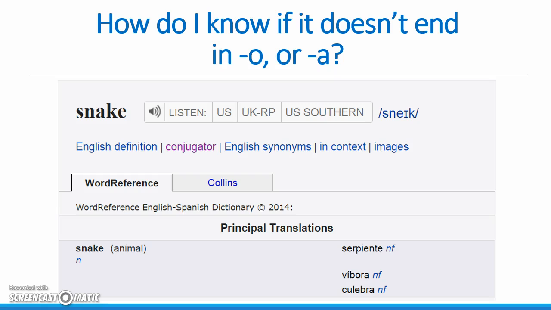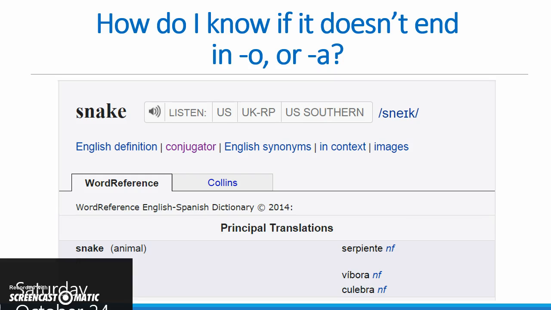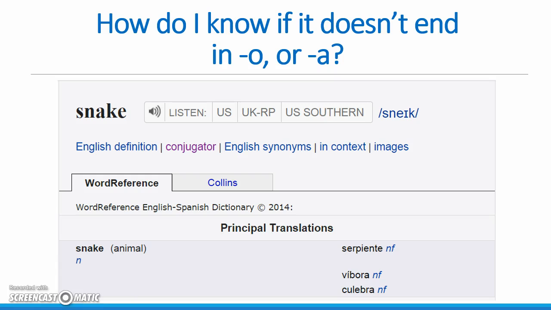When you do have a word that doesn't end in an A or an O, a quick way to figure out whether or not it is a masculine or feminine word is to go to an online dictionary and look right here, off to the side, it'll have an M or an F. In this case, it's a noun that is feminine. That's how you can find out whether it's el or la. So if you're stuck at any point, always go to an online dictionary or a paper dictionary and you can find the right answer if you're really curious.